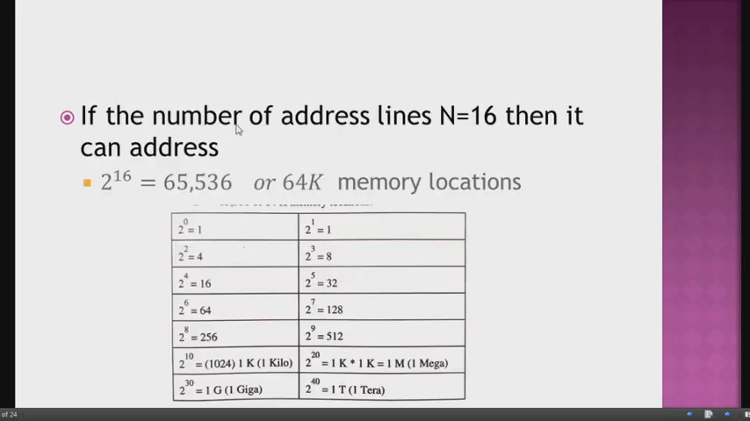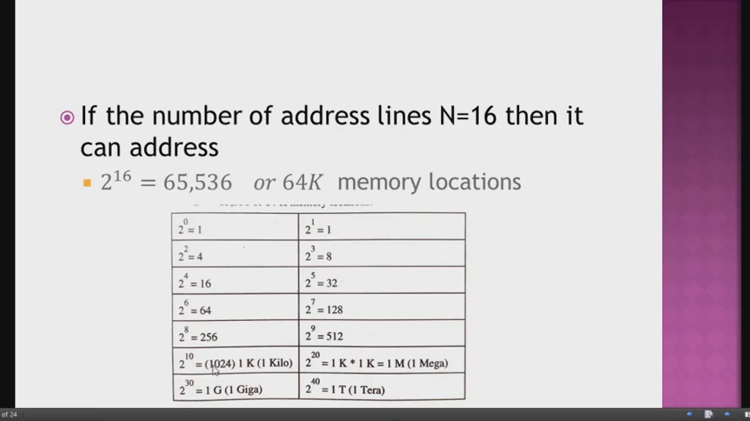If the number of address lines is 16, then how many memory locations can it address? So, if there are 16 address lines, then the memory locations are equal to 2 raised to n. That means 2 raised to 16, which is equal to 65536, or generally it is called 64K memory locations. So, for 16 address lines, we have 64K memory locations.